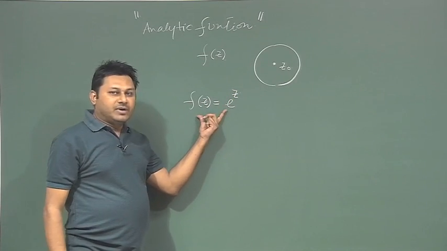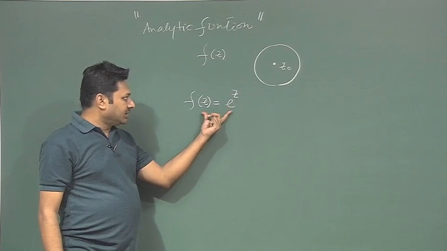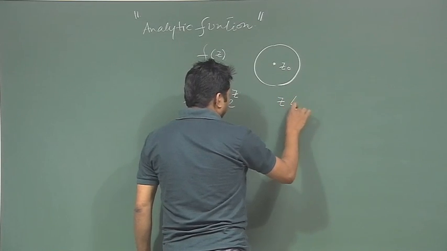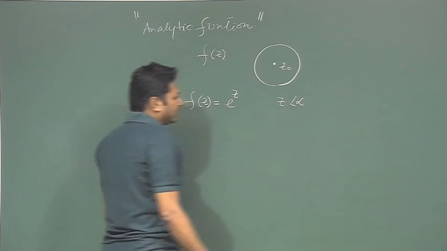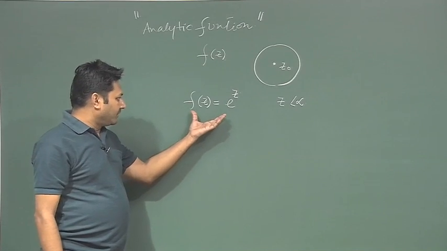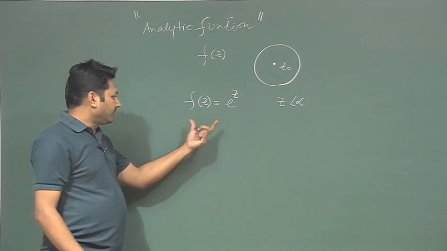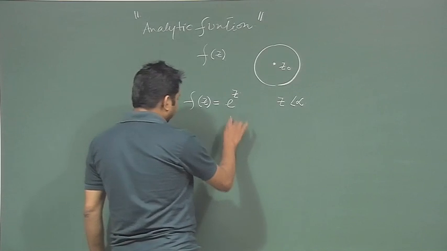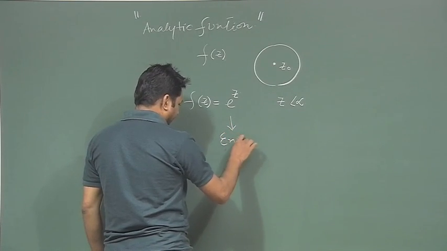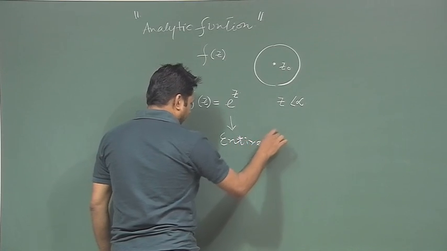This is a well-behaved function and it should have a derivative in the entire range, with the restriction that z should be less than infinity. In this kind of case, the function is called an entire function.